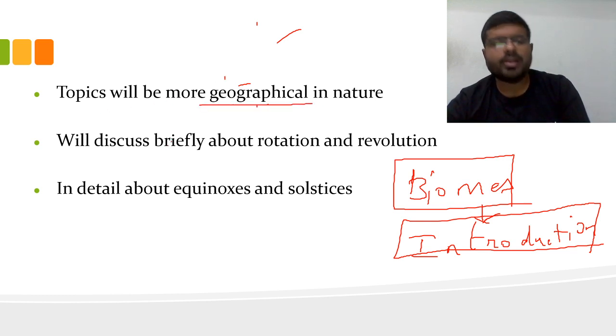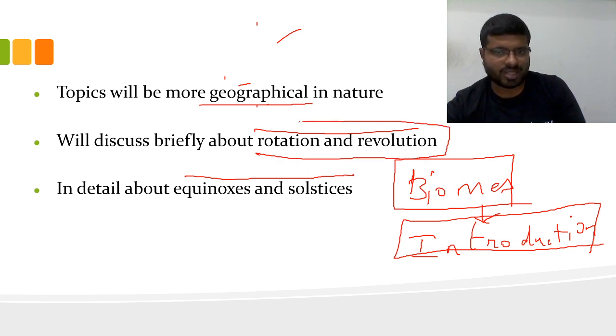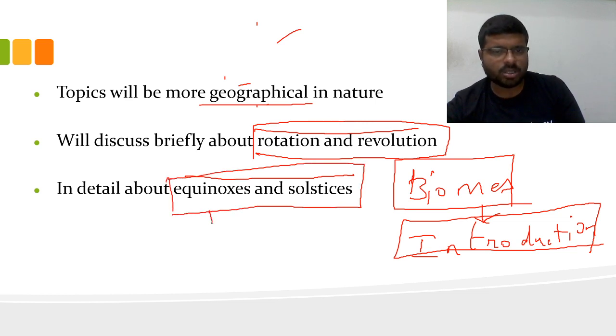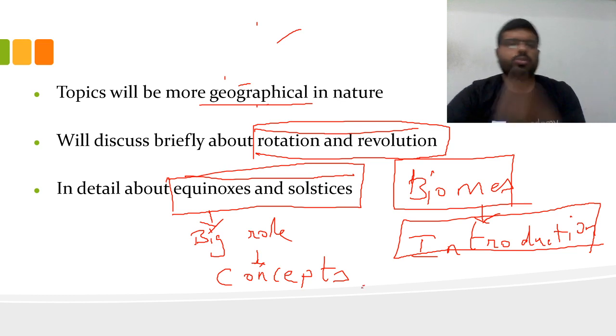I'll discuss briefly some of the geographical concepts like rotation, revolution, equinoxes and solstices. Though I'll discuss rotation and revolution in a faster manner, I will discuss equinoxes and solstices in detail because they have a very big role to play in understanding so many concepts.